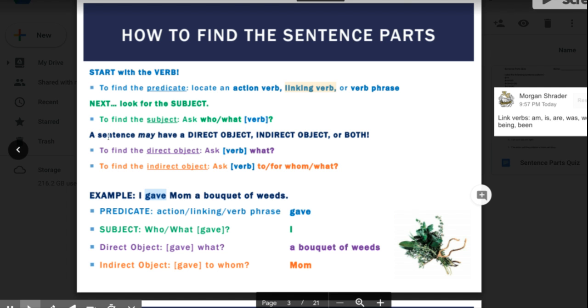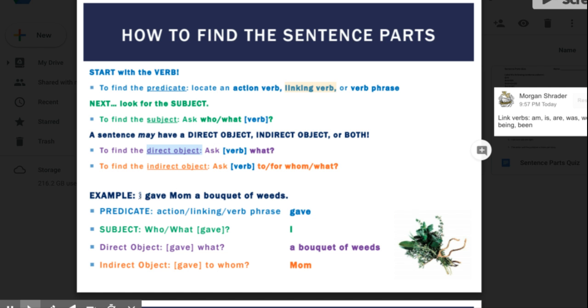All right, a sentence may have a direct object, indirect object, or both. This is number 3 in your notes. May have a direct object, indirect object, or both. So let's talk about what those are. So to find a direct object, ask the verb plus what. All right, let's look at the example.